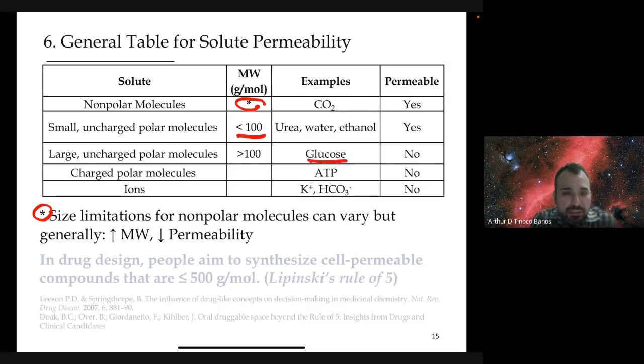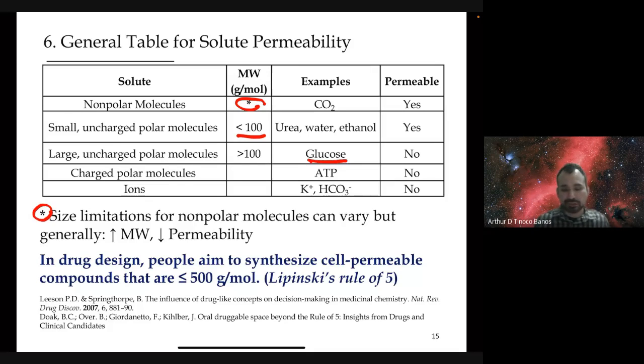In drug design, the concept of what constitutes something that is druggable or could be used as a therapeutic, people aim to synthesize things that are permeable for the purpose of oral delivery and fall in the category of less than or equal to 500 grams per mole, right? This is the concept of Lipinski's rule of 5. You will learn this in medicinal chemistry.